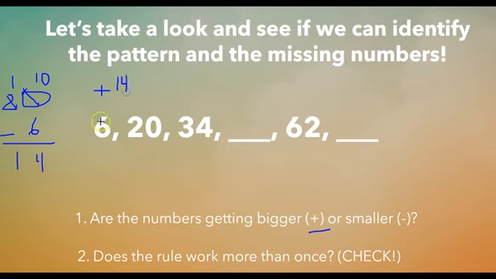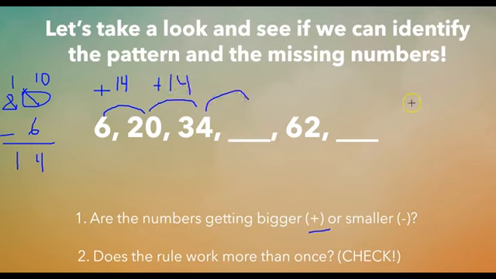Again, if I don't know in my brain 6 plus something equals 20, I can figure it out by subtracting the second number from the first. Kind of do the opposite from what our rule is. And 20 plus 14 is 34. That I can do in my head.